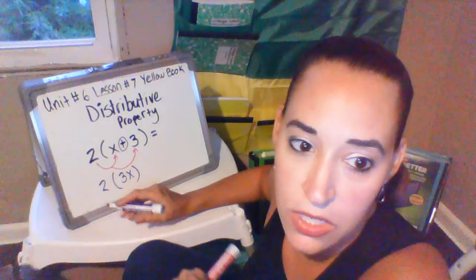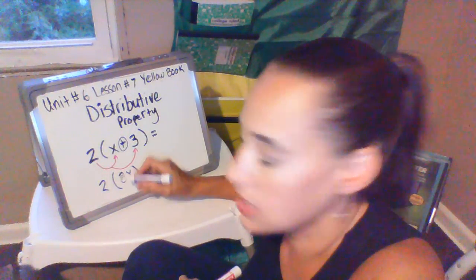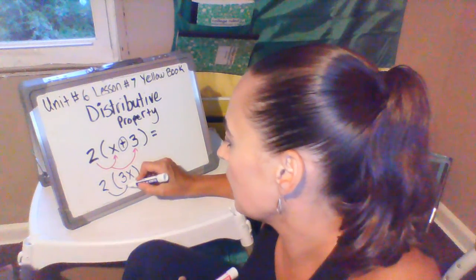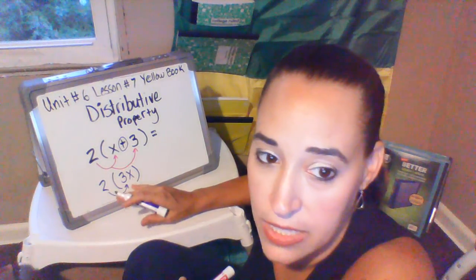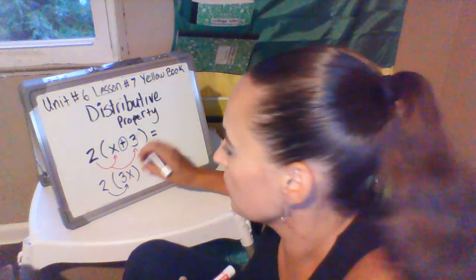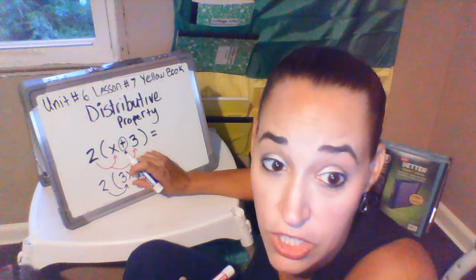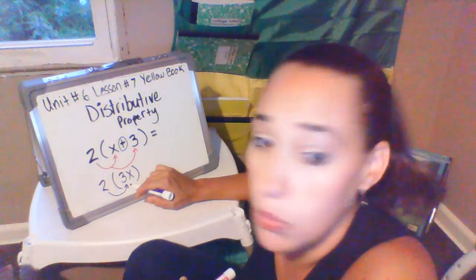So if it just said 2 times 3x, you would just distribute it right here. Okay, that's it, because it's not separated by anything. You distribute it to this. This is one term. It's considered a term. You would distribute it to the one term.